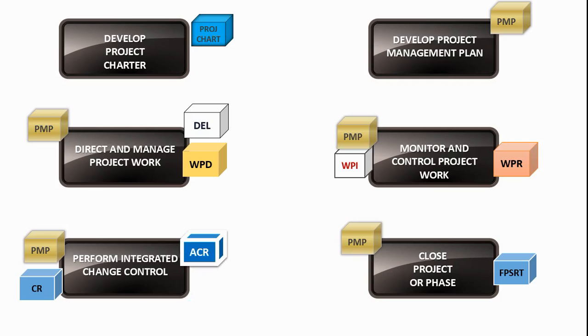We can see here we have the approved change request as a possible output from perform integrated change control, and the change log is a very important output as well. Don't forget that. One more dynamic to observe before we call it a day is that project charter becomes an input to the develop project management plan process. And with that, we are done with our review of integration for today.